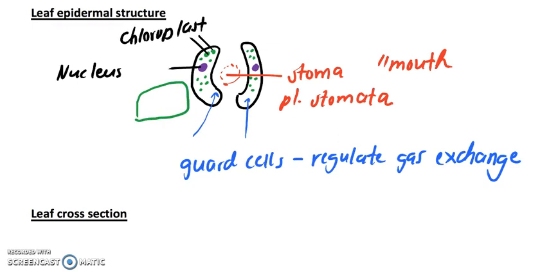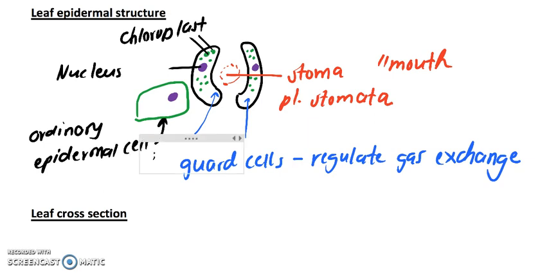Now, surrounding this, you'll have other typical epidermis cells. These guys might also have a nucleus, but nothing special here. So we'll just call these ordinary epidermal cells.